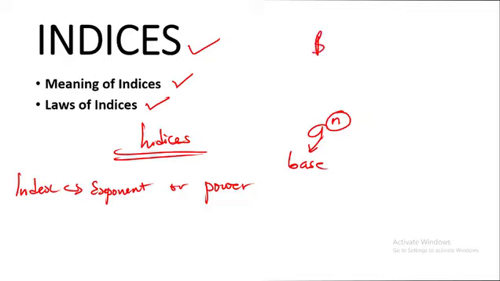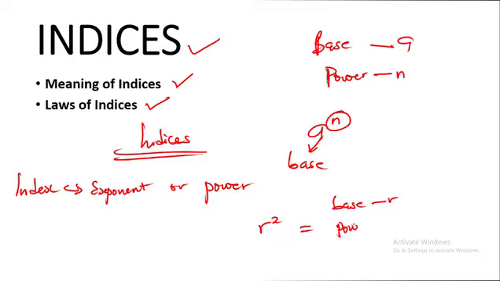We have the base, which is a here, and then we have the power, or you can call it index or exponent, which is our n. So if we are given r raised to power 2, our r is the base, where our power is 2. As simple as that. That's the basic understanding you need to get in this lesson.